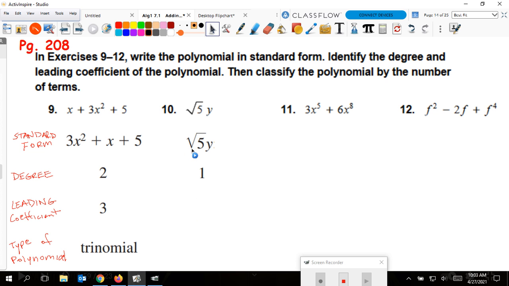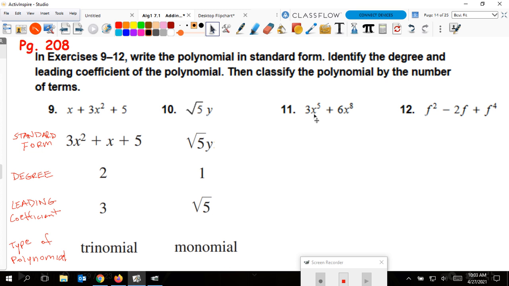The leading coefficient is a square root of 5. Now, it's okay that there's a square root of 5 as a coefficient. You just cannot have a square root around the y. The y can't be under a square root sign there. So the square root of 5 is okay to be in front. That's okay that the coefficient's a square root, and since it's a single term, we call it a monomial.